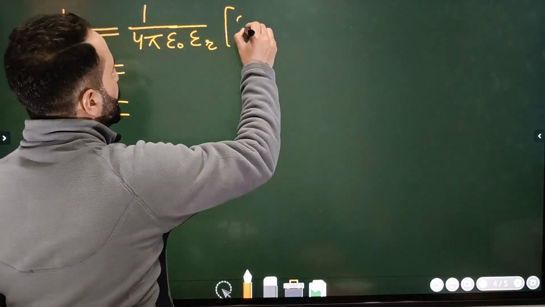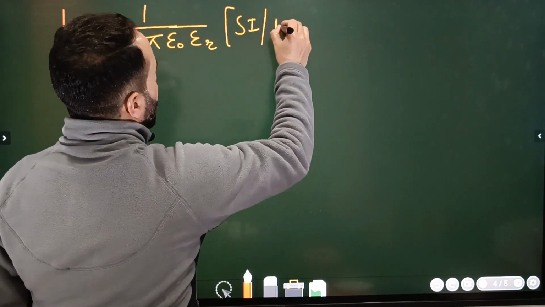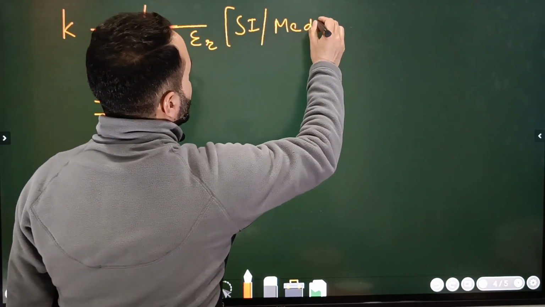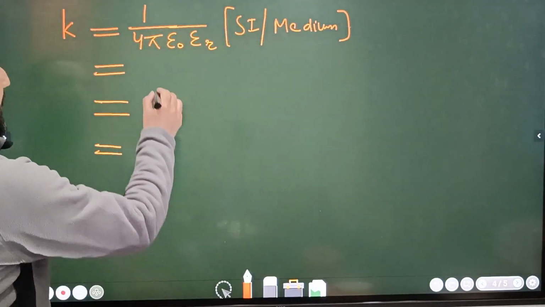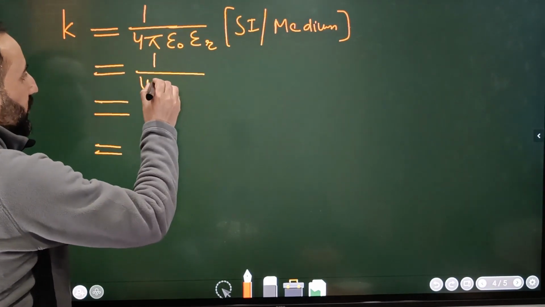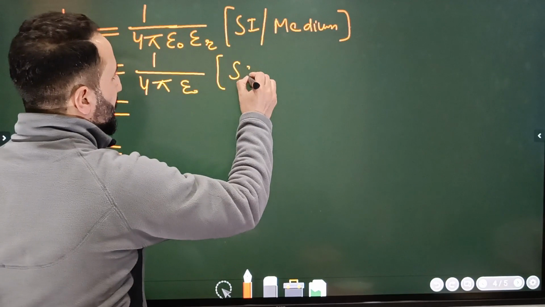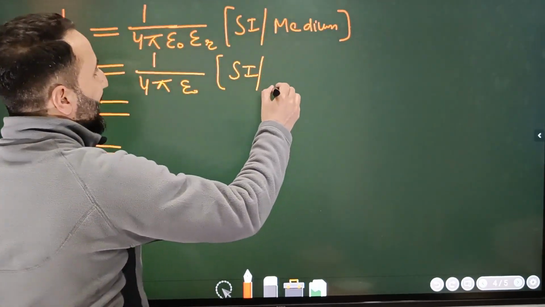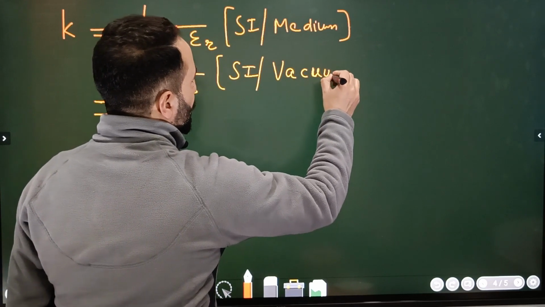This is when the system of units used is SI and a material medium, any medium other than the vacuum, is separating the 2 point charges. Then the value of K is equal to 1 by 4 pi epsilon naught when the system of units you choose is SI and vacuum is separating the 2 point charges.